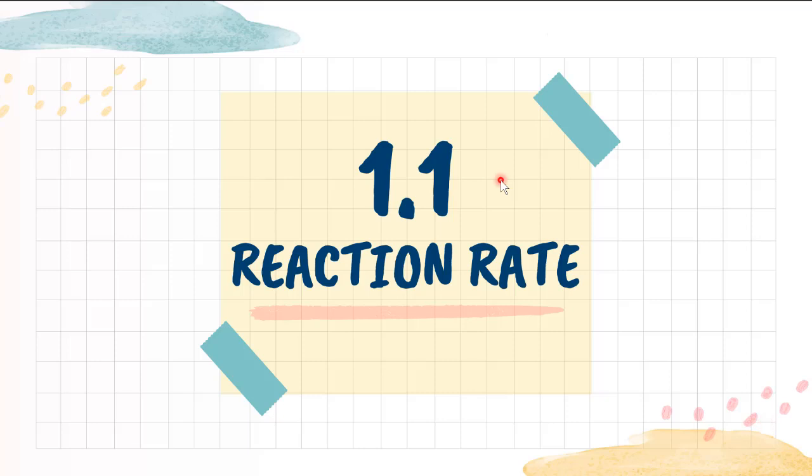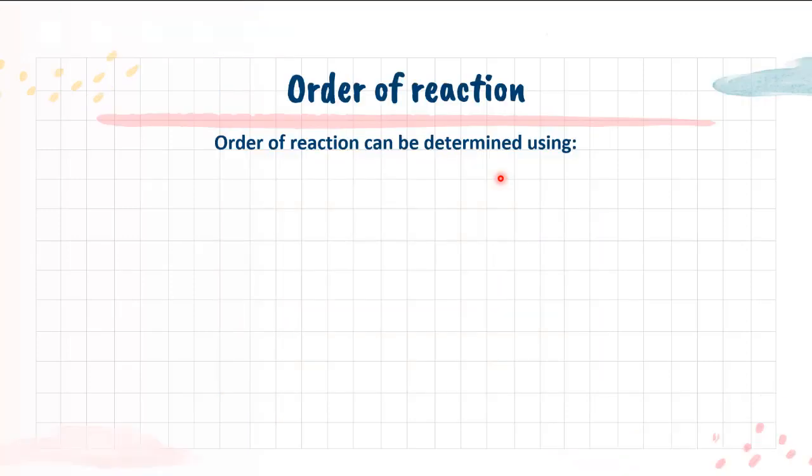Hi everyone, welcome back to chapter 1.1, reaction rate. In this video, we are going to talk about order of reaction. Order of reaction can be determined using three of the following methods. The first one is the initial rate method.